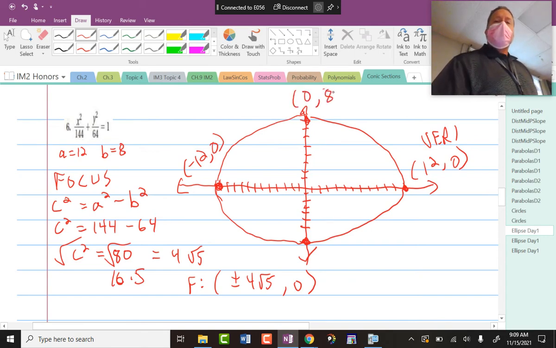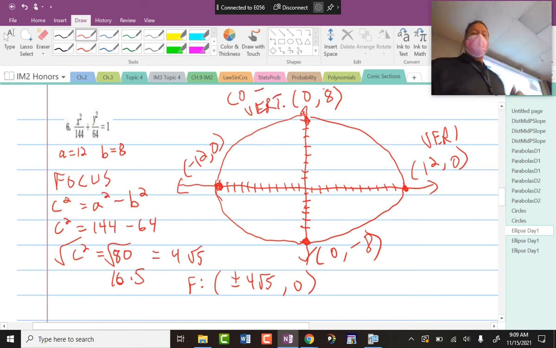These are the co-vertices. Ooh, covert operation. That was weird saying that. Oh my gosh, my pen, so annoying. So annoying. Those are the co-vertices.